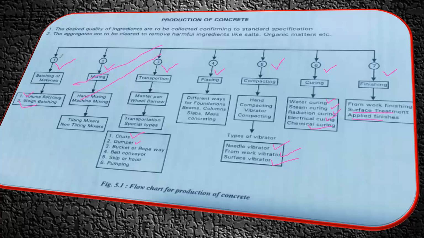So this is the entire flow chart of the production of concrete. In the next lecture, we'll try to understand each of them, right from batching up to the curing, how it has to be done one by one.